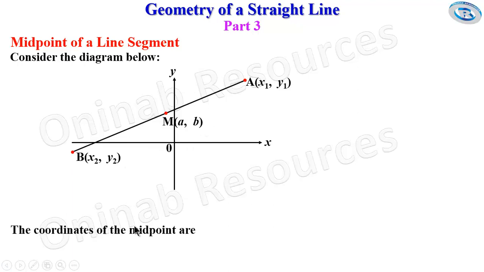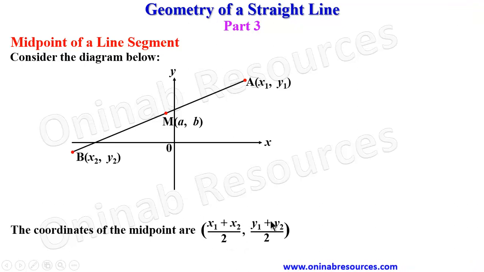The coordinates of the midpoint are going to be ((x1 plus x2) over 2, (y1 plus y2) over 2). The x1 and the x2, sum them up and divide by 2, that will give you the x coordinate, and y1 plus y2 over 2 will give us the y coordinate. This is the formula we're going to be using to calculate the midpoint of a line segment.